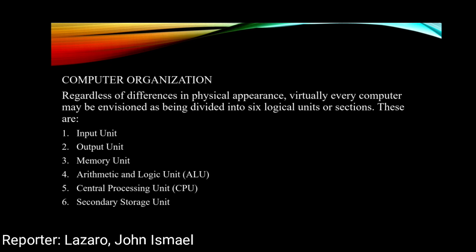Number 5, Central Processing Unit or CPU. This is the administrative section of the computer. It is the computer coordinator and is responsible for supervising the operation of the other sections. For example, a CPU is the central component of a device that executes the instructions in a program.